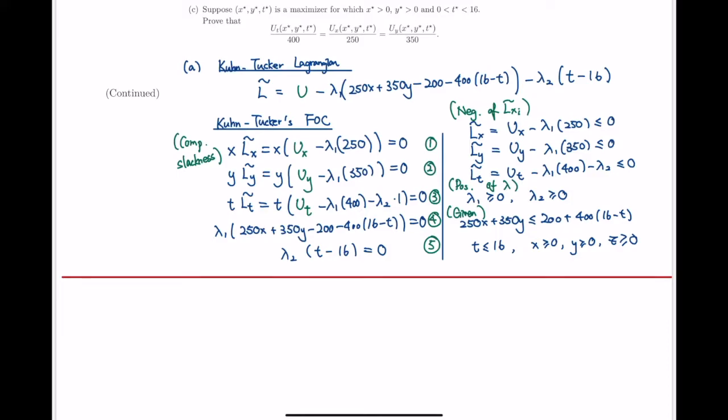Okay, let us look at the last part. The last part, now you're given a maximizer to the problem. A maximizer means, in particular, it's a solution to the first order condition. And what else do you know about this maximizer? You know that the x coordinate, x star, is strictly positive. And y also strictly positive, and t is strictly between 0 and 16. Okay? And now you're asked to show that you have this equality.